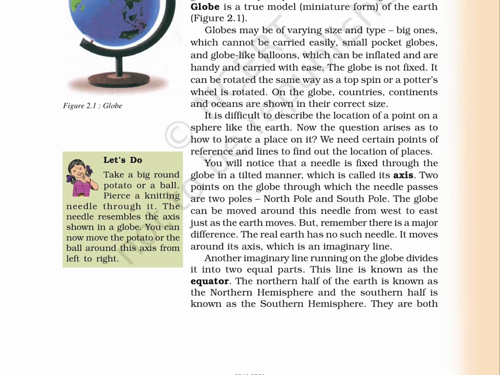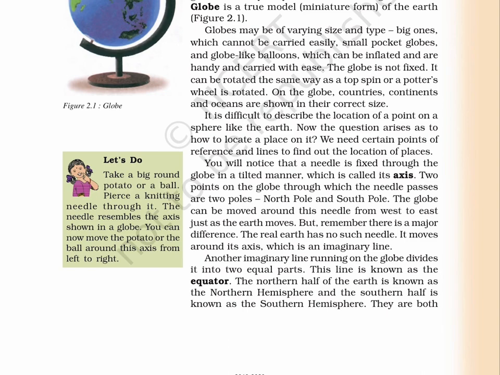The globe can be moved around this needle from west to east, just as the Earth moves. But remember, there is a major difference. The real Earth has no such needle. It moves around its axis, which is an imaginary line. Another imaginary line running on the globe divides it into 2 equal parts. This line is known as the equator. The northern half of the Earth is known as the northern hemisphere, and the southern half is known as the southern hemisphere.